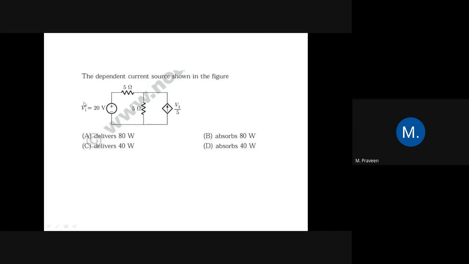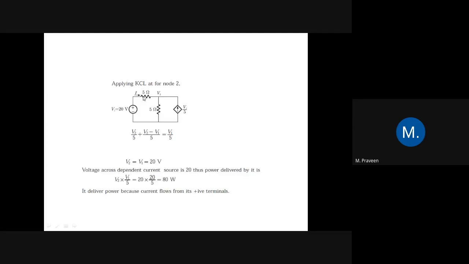Here the input voltage V1 is given, which is 20 volts. We have 2 resistances, 5 ohm and 5 ohm. Here it is a dependent source, and its value is given as V1 by 5. First we have to find the voltage at the nodal point. Let the nodal point be V2, and the current flowing through the 5 ohm resistances be I. Now we can write the KCL equation at the nodal point.